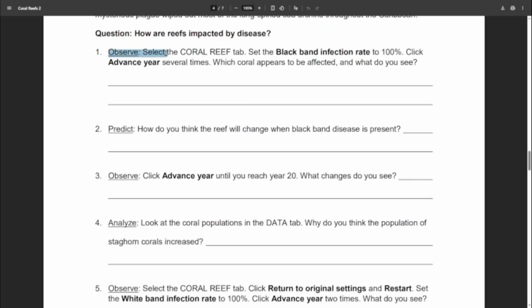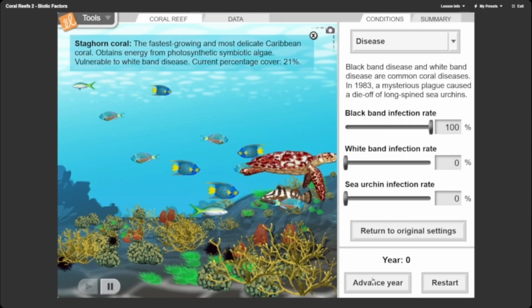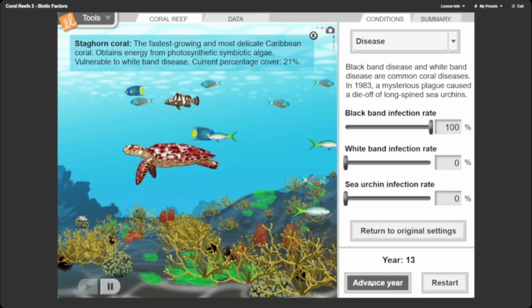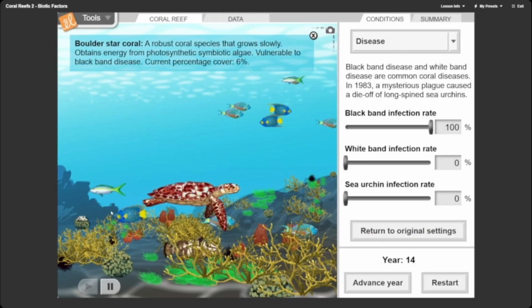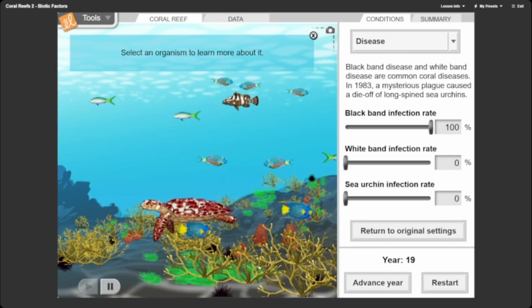Number 1. Observe. Select the Coral Reef tab, set the black band infection disease to 100%, click advance the year several times. Which corals appear to be affected and what do you see? So you click all the way up to 100% and we advance. Now it just says several years, but you're looking over here and you're currently looking at which of the corals.